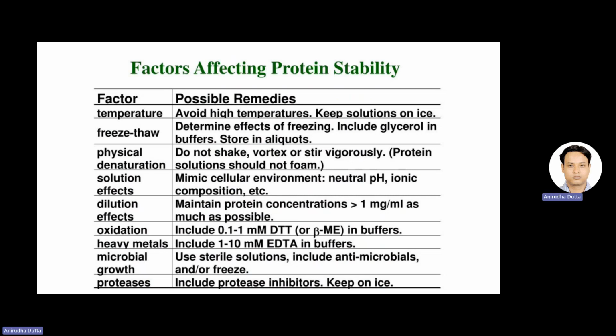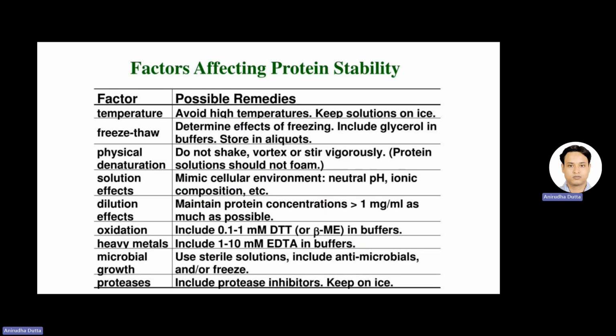So that's why we should put the sample in a particular condition that mimics the physiological condition, meaning natural pH, ionic strength, and everything. Okay, and sometimes, like, dilution effect, these conditions have very insignificant effect, but still they are important.